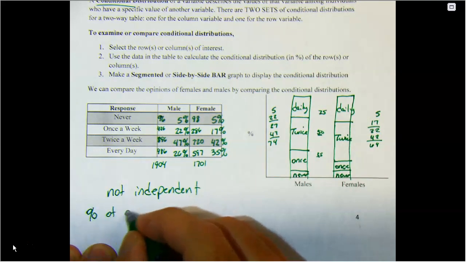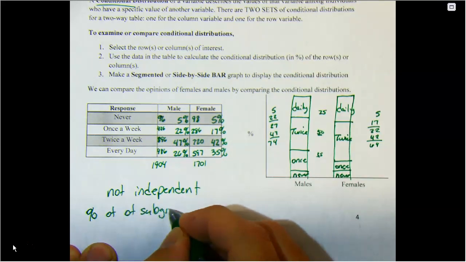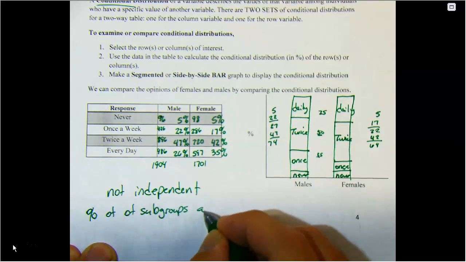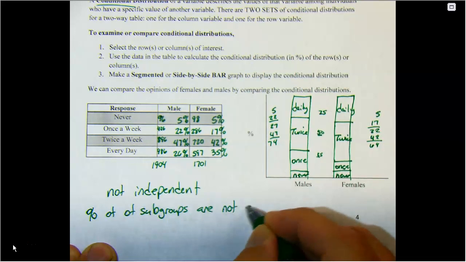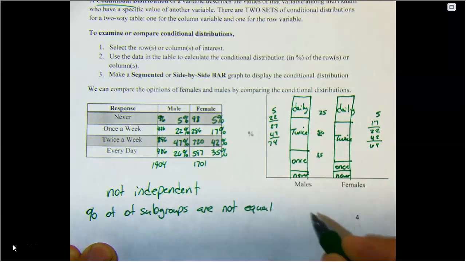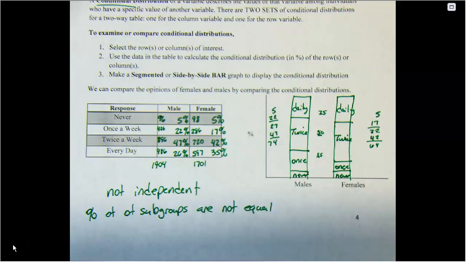The percentage of subgroups are not equal, and that's all we have to put in. A little bit of that's a little too short a version, but that's really what we're going to do there as far as they are not equal. Okay, all right, looks like we have a couple more examples to do.